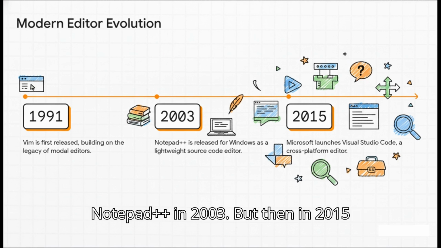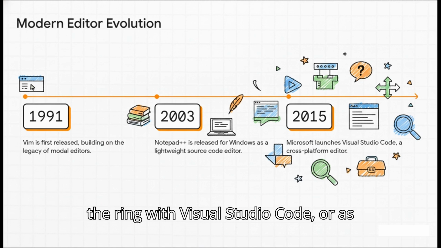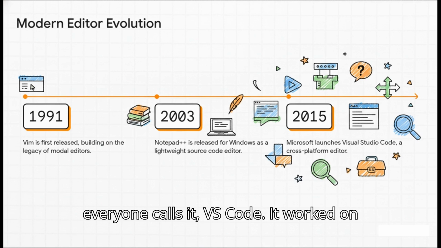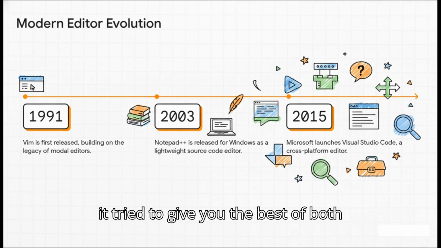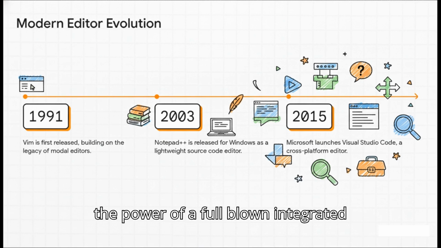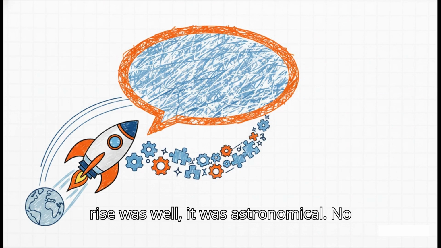But then, in 2015, everything changed. Microsoft jumped into the ring with Visual Studio Code, or as everyone calls it, VS Code. It worked on every operating system, it was fast, and it tried to give you the best of both worlds, the simplicity of an editor with the power of a full-blown integrated development environment, or IDE. And its rise was, well, it was astronomical. No other word for it.